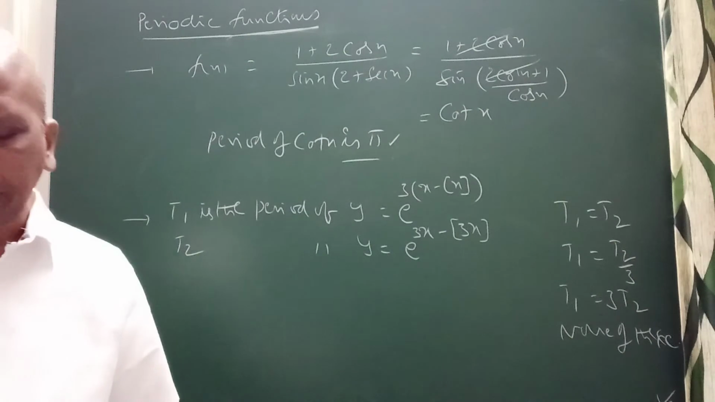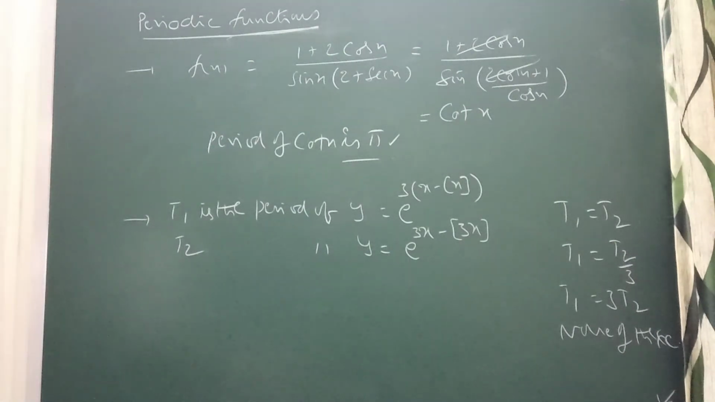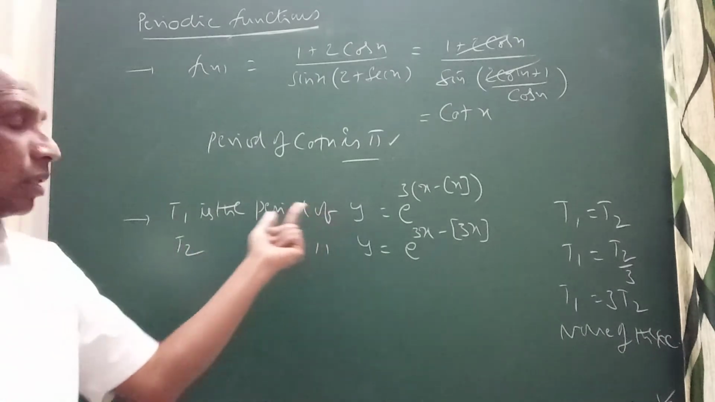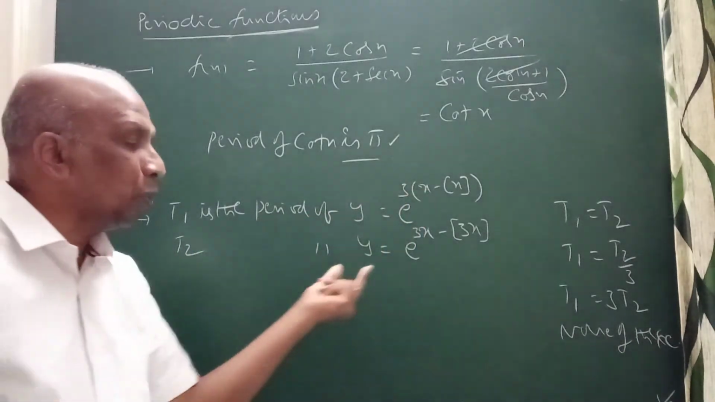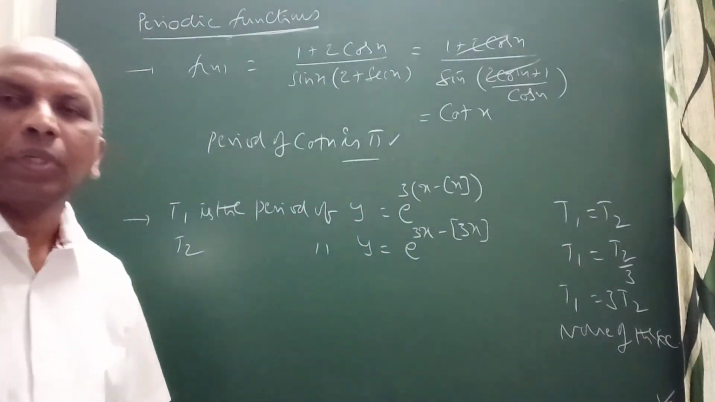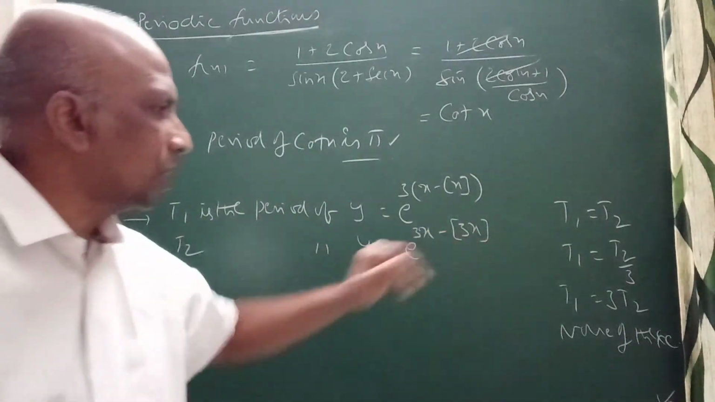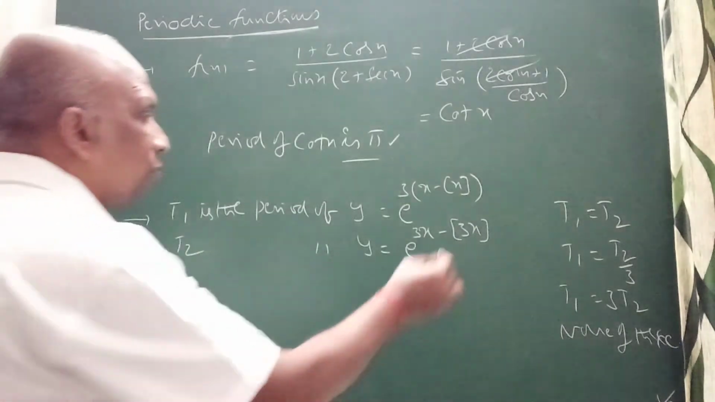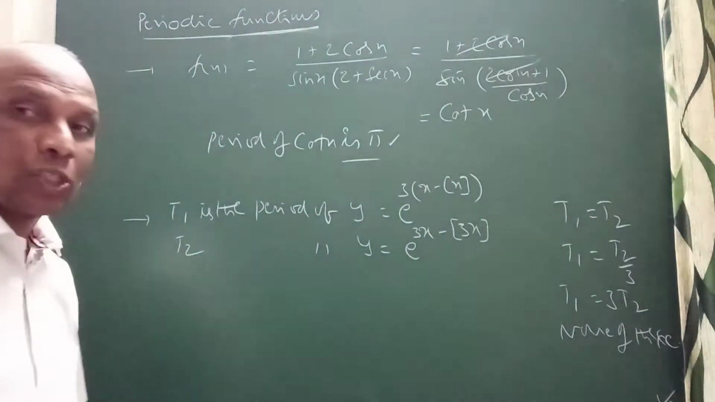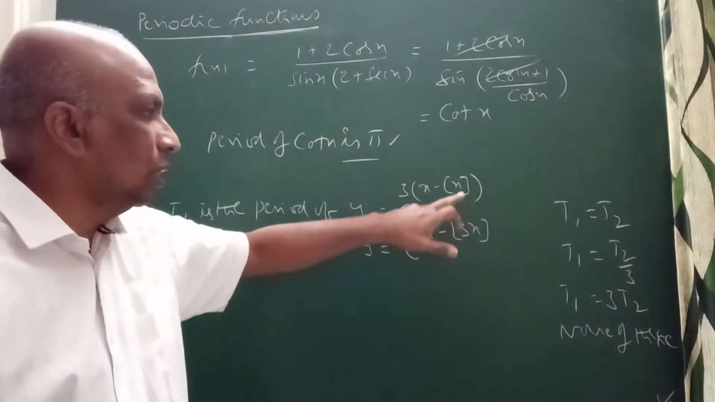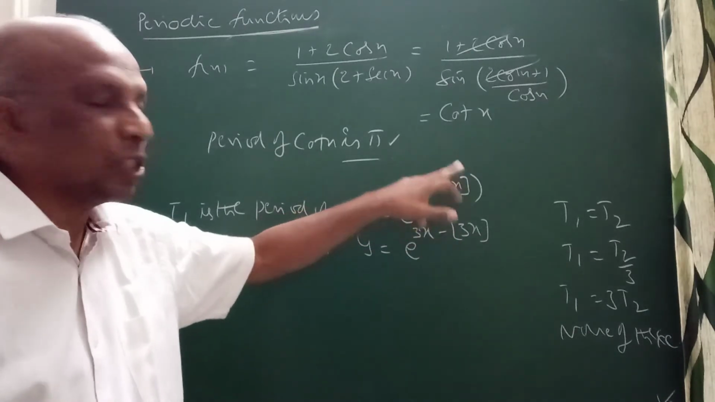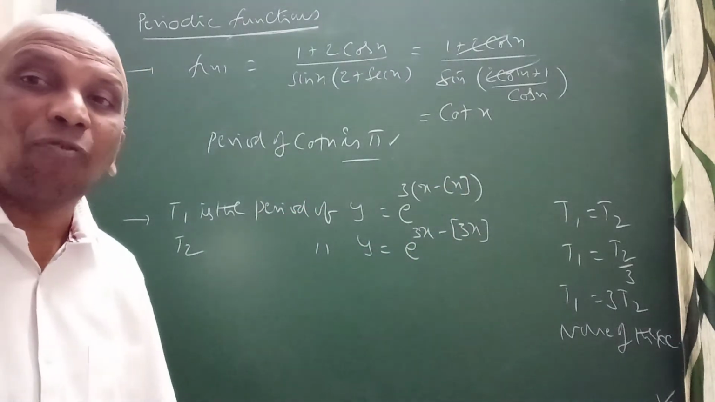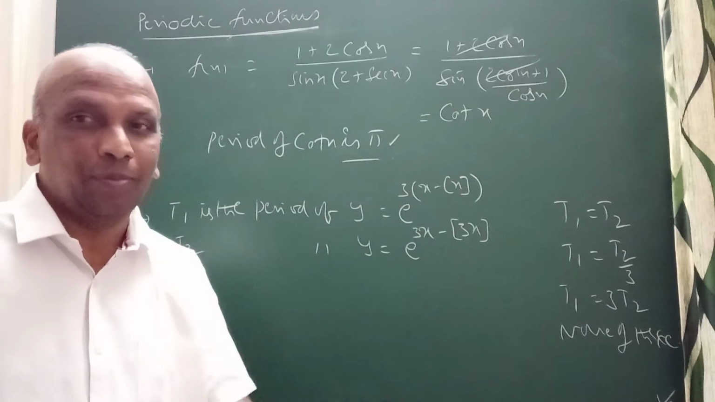Now we will do the next problem, right? The period of cot x is equal to pi. Think about the next problem. They are given T1 is the period of this, T2 is the period of this. Then you can observe here, this is the fractional part function. Fractional part of x. So the period of fractional part of x is, we know, 1.